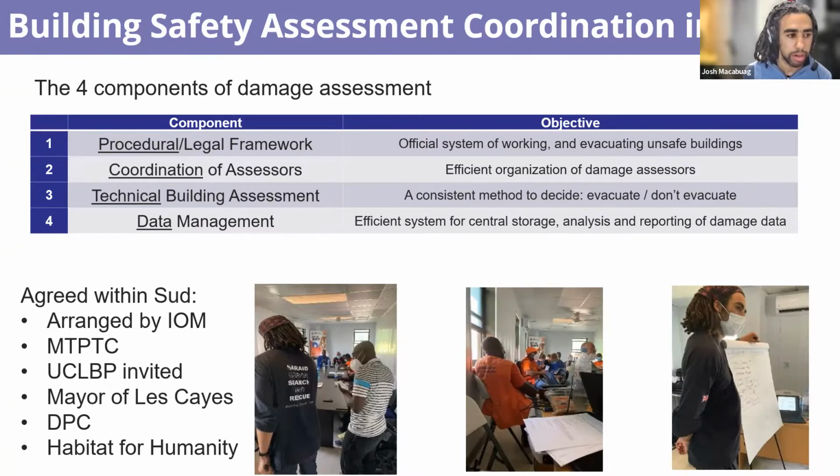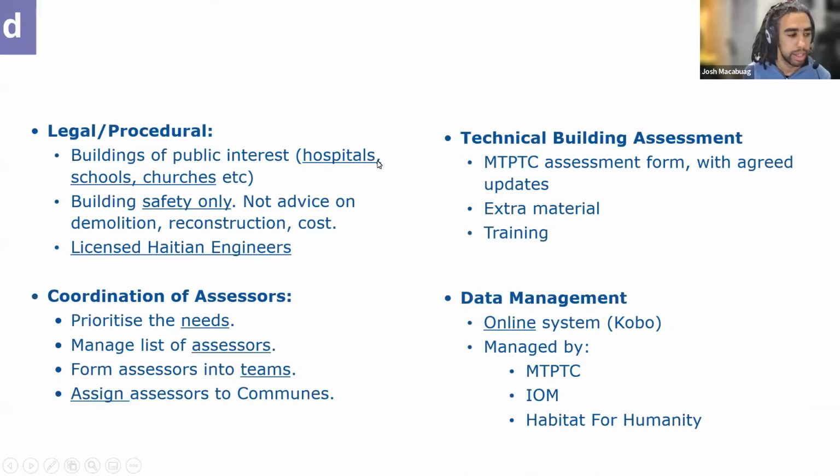So the acronyms here are not too important, but on the bottom left is a list of the local actors that were key in building and continuing the Damage Assessment Coordination Centre after the international mission had finished. And the table at the top outlines some of the key considerations that had to be agreed and worked through with those key actors on how that Damage Assessment Coordination System would be undertaken. If you go to the next slide there, Mike.